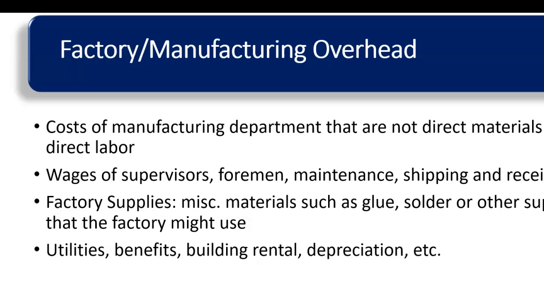And in that total again are, like I said, any costs that aren't direct materials or direct labor. So this would be things like utilities, your electric bill, benefits paid to your employees, payroll taxes, the rental on the building, depreciation on the building. So all the other costs of the manufacturing department that don't fall into direct labor or direct materials.